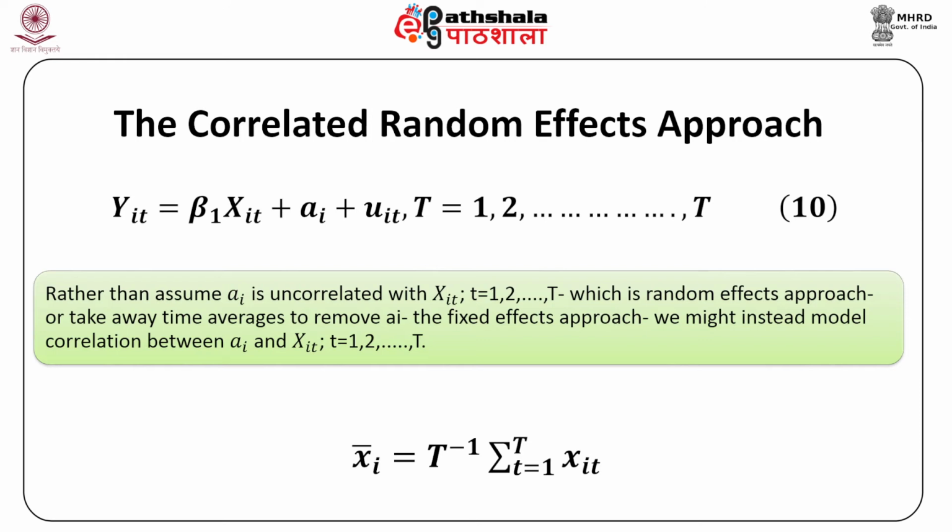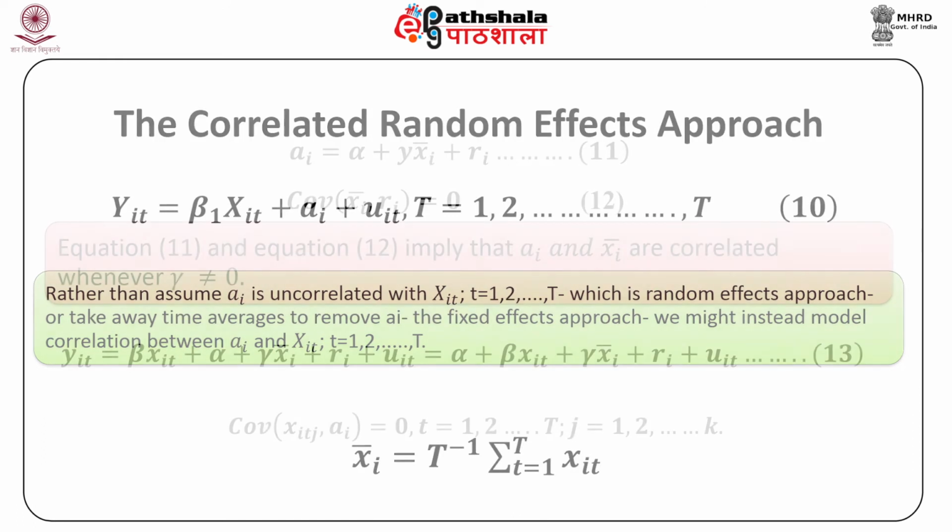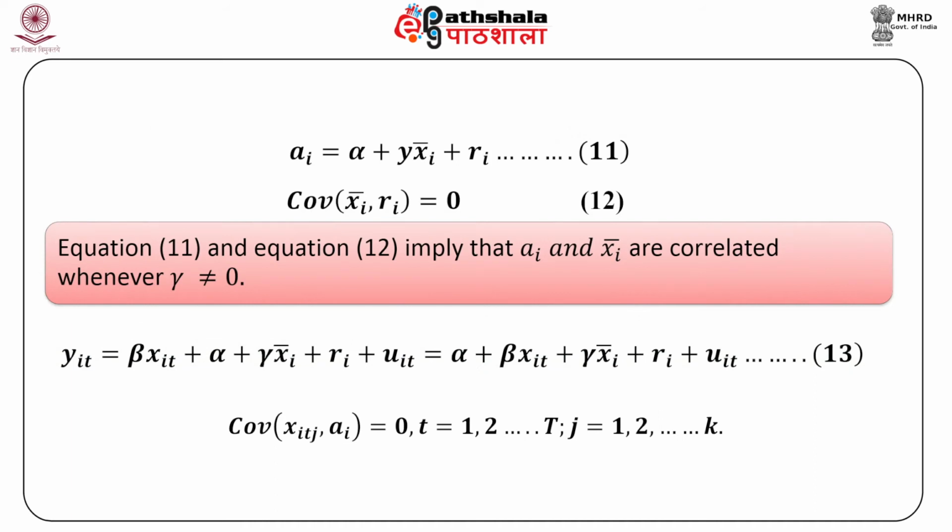Let x_i bar equal the sum over t going from 1 to capital T of x_it divided by capital T, be the time average. Assuming a simple linear model, a_i is equal to alpha plus gamma x_i bar plus r_i, where r_i is assumed to be uncorrelated with each x_it. Because x_i bar is a linear function of x_it, the covariance of x_i bar and r_i is equal to 0. Both the above equations imply that a_i and x_i bar are correlated whenever gamma is not equal to 0.